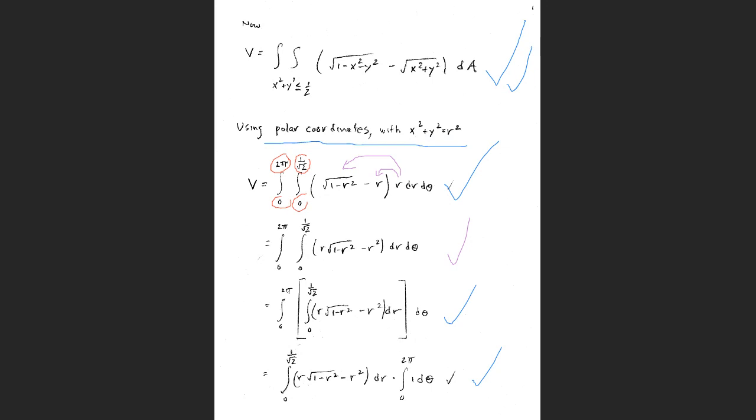Okay, so now what's going on here? I have a double integral, and now I'm writing the double integral as a product of two integrals. What's going on with that? How could I do that? How can I write the double integral?